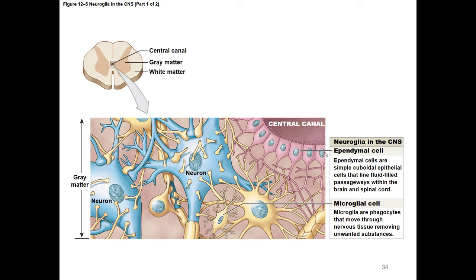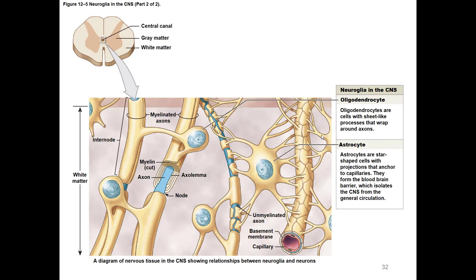So here's a great picture of the ependymal cells, and here's their cilia where they can sweep cerebrospinal fluid around. We could also see back here, here's another astrocyte picture, and there's the astrocyte using its little arms to anchor onto capillaries to help form the blood-brain barrier.